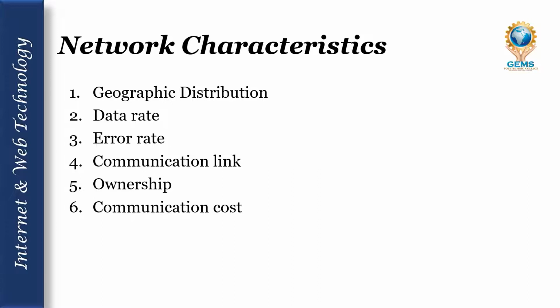That is geographic distribution. Next, data rate. Data transmission rates are usually much higher in a local area network than in a wide area network. The transmission rate in a local area network usually ranges from 0.2 megabit per second to 1 gigabit per second. On the other side, the transmission rates in a wide area network usually range from 1200 bits per second to slightly over 1 megabit per second.